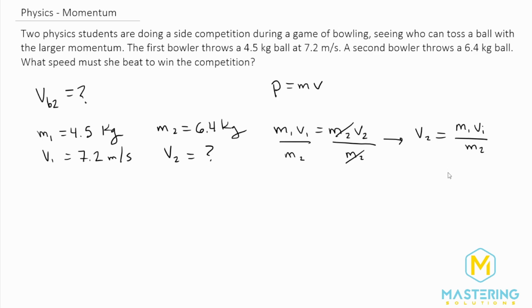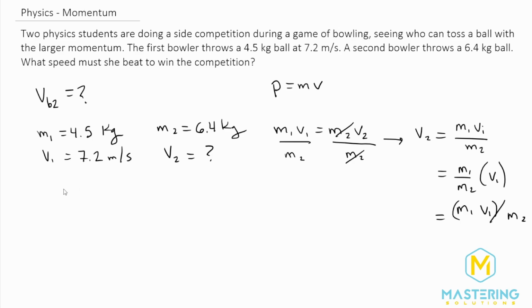Now you can write this two different ways. You could say that the mass divided by the second mass multiplied by the velocity 1, or you can think of it as this, m1 times v1, and then dividing that by m2. If you plug it into the calculator both ways, with the associative properties of multiplication and division, you're going to end up with the same answer. So it doesn't really matter either way, just whatever works best for your brain.